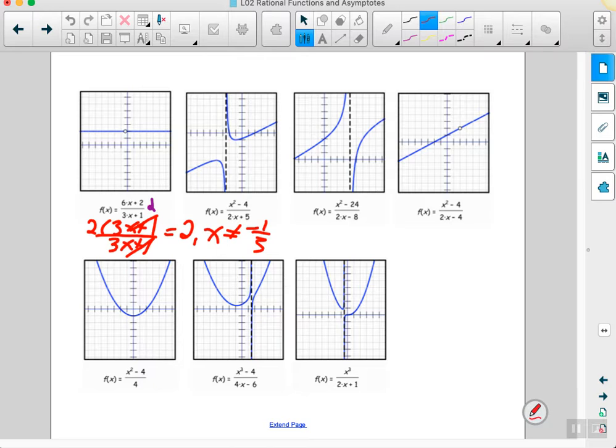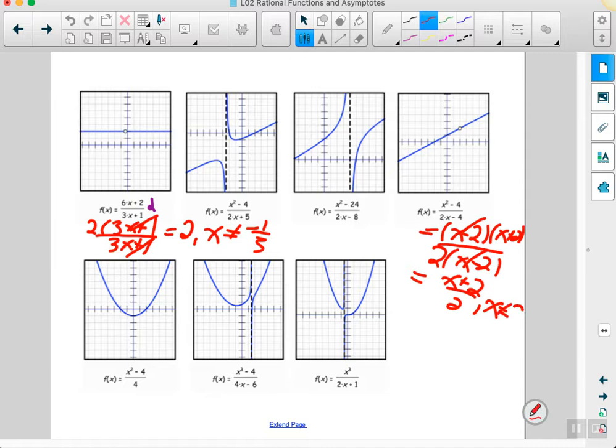That also happened on this one, because this factors into x minus 2 times x plus 2. And the denominator is 2 times x minus 2. So those divide, and we end up with x plus 2 over 2. But we're going to have to note that x cannot be equal to 2 in order for it to be the same function, because there is a discontinuity. Now, if you were to graph this in Desmos, you wouldn't see the discontinuity, but more on that later. So there's a hole in this graph.